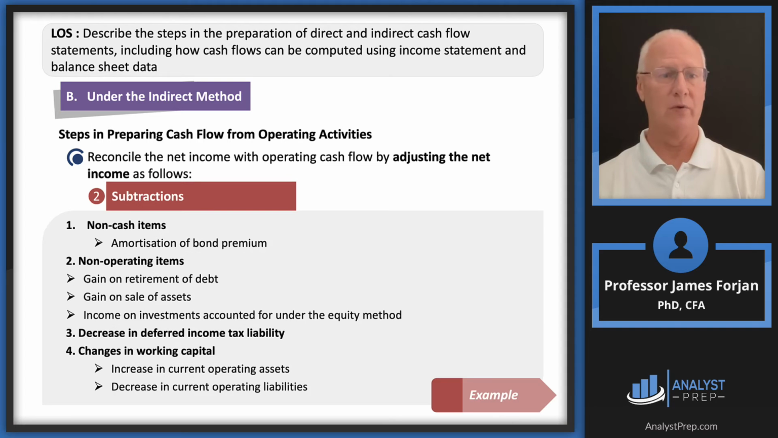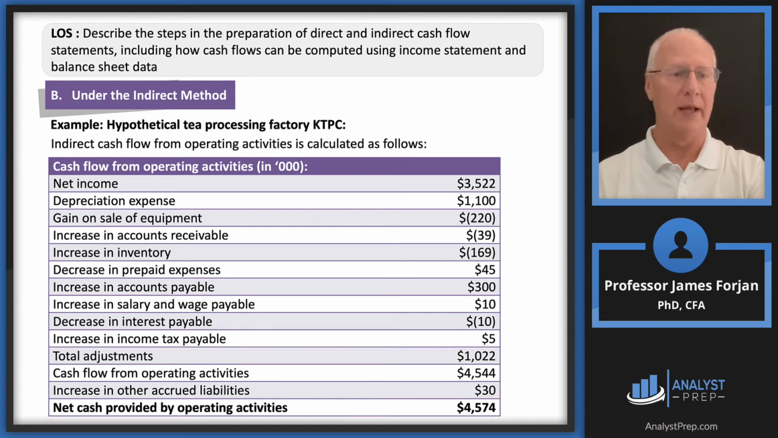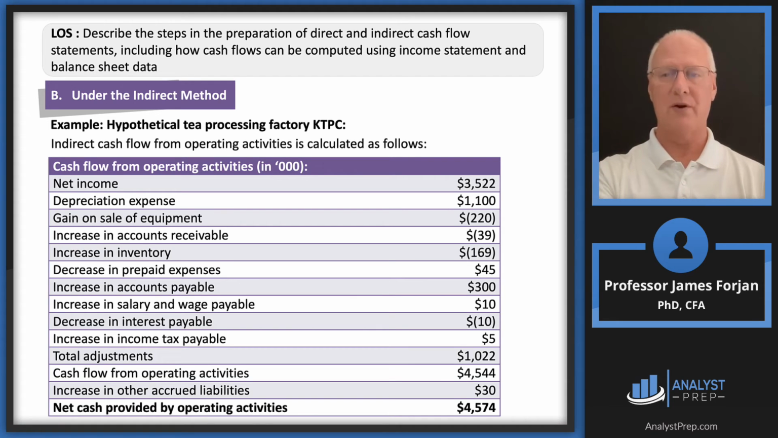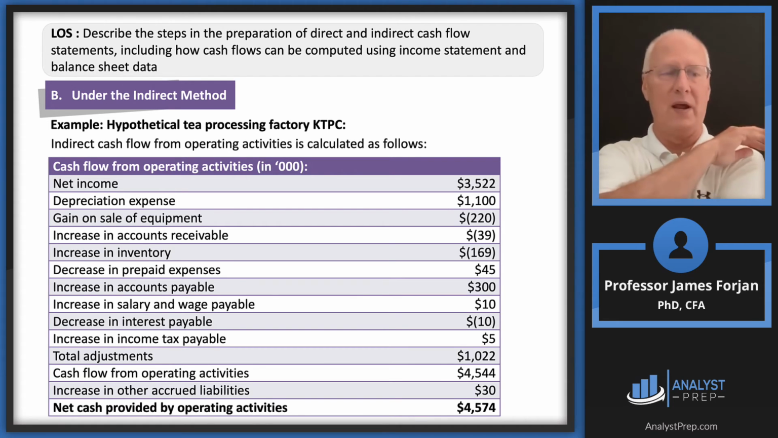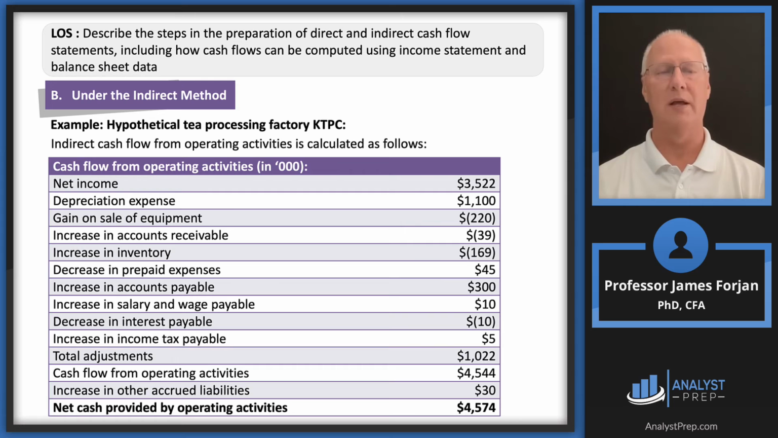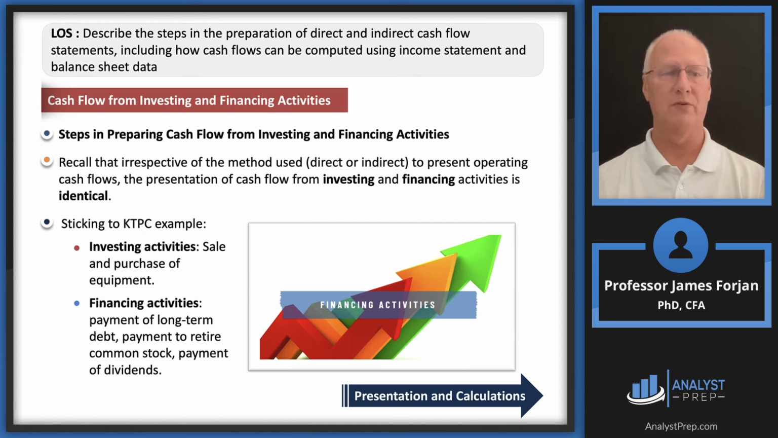Loss on sale or write down of assets. So here we go. We have a gain on the sale of equipment, and that's $220. And then we list all of these assets and short-term assets and short-term liabilities, all of those changes. So if you look at those changes there, 39, 169, all those things down there, those are the bolded red numbers that I gave you back in one of those previous slides.